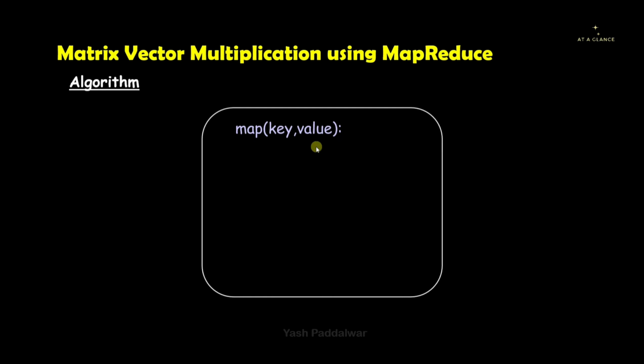As you know, the map task is always used to convert the data in the form of key value pairs. So basically, we are going to use a for loop to iterate over all the elements in the matrix as well as the vector which we are going to multiply with it. So here you can see in the for loop we are going to iterate over the value section. That means the values in the matrix as well as the vector.